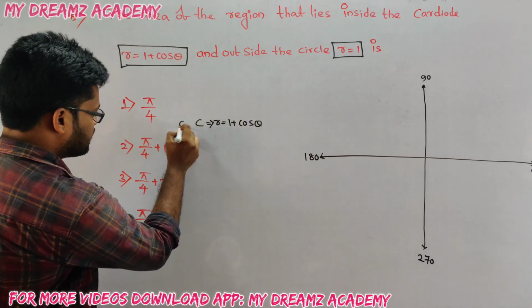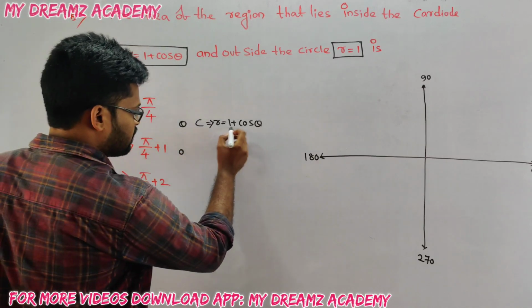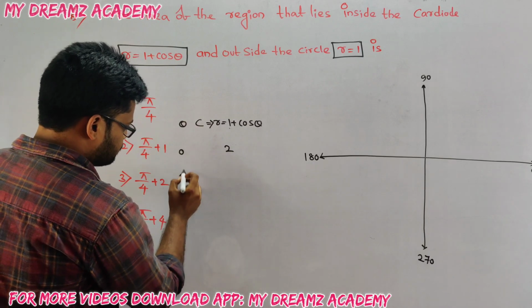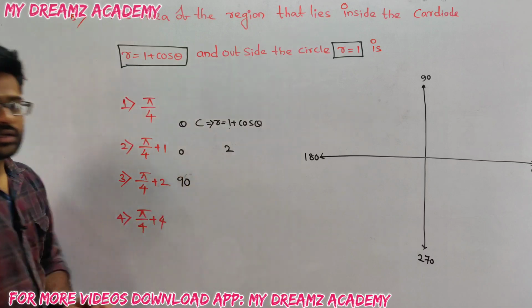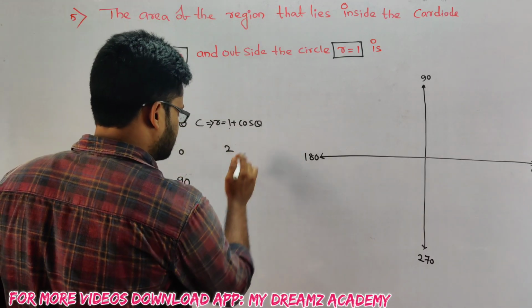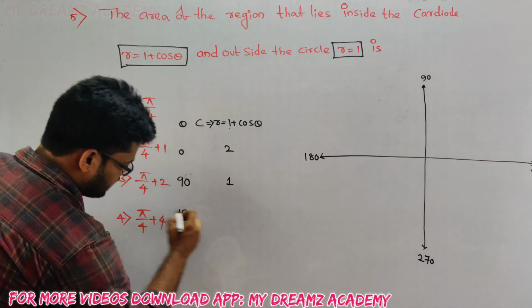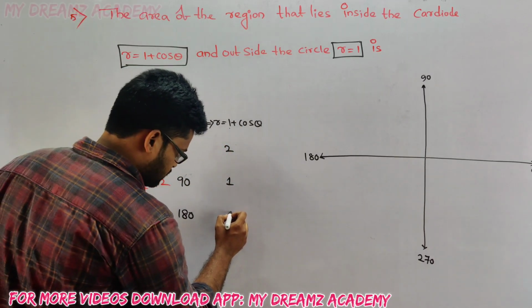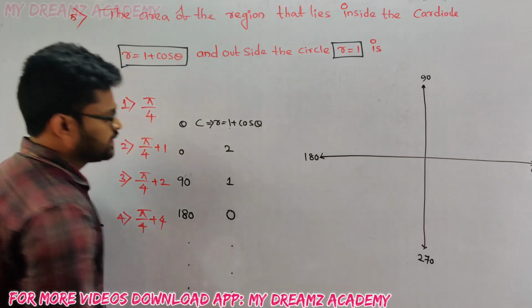Cardioid, and the function for this one is r is equal to 1 plus cos theta. If the theta value is 0, 1 plus cos 0 will give 2. If the theta value is, let us consider, 90 degrees, cos 90 is 0, so 1 plus 0 is 1. Next, 180 degrees, cos 180 is minus 1, so it will give 1 minus 1, 0. So like that it will vary.